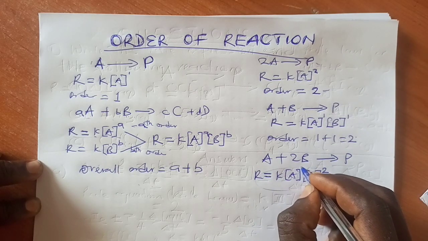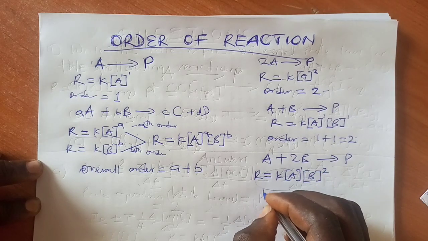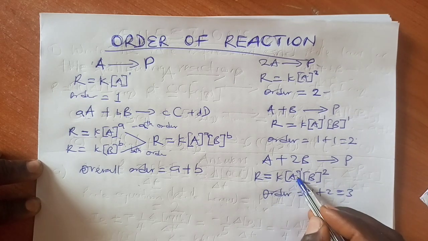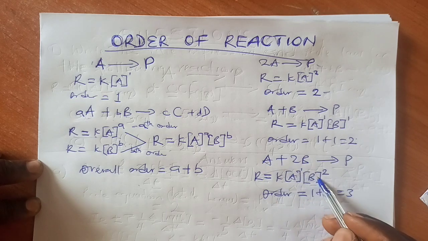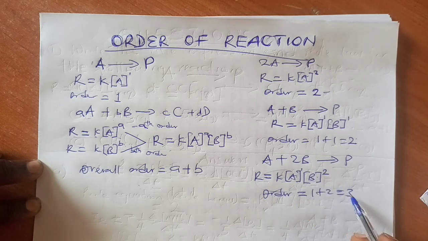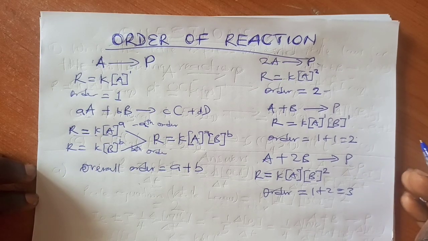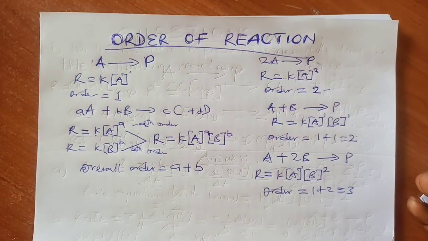The order of reaction here is 1, the order of reaction here is 2. So the overall order is equal to 1 plus 2, which is equal to 3. So with respect to A, the order of reaction is 1. With respect to B, the order of reaction is second order. But the overall order is 1 plus 2, which is 3. So this reaction is a third order reaction. Okay. So we have different types like that. We have first order, second order, and third order. But most importantly, first order reaction and second order reaction are very, very popular and useful in every reaction.